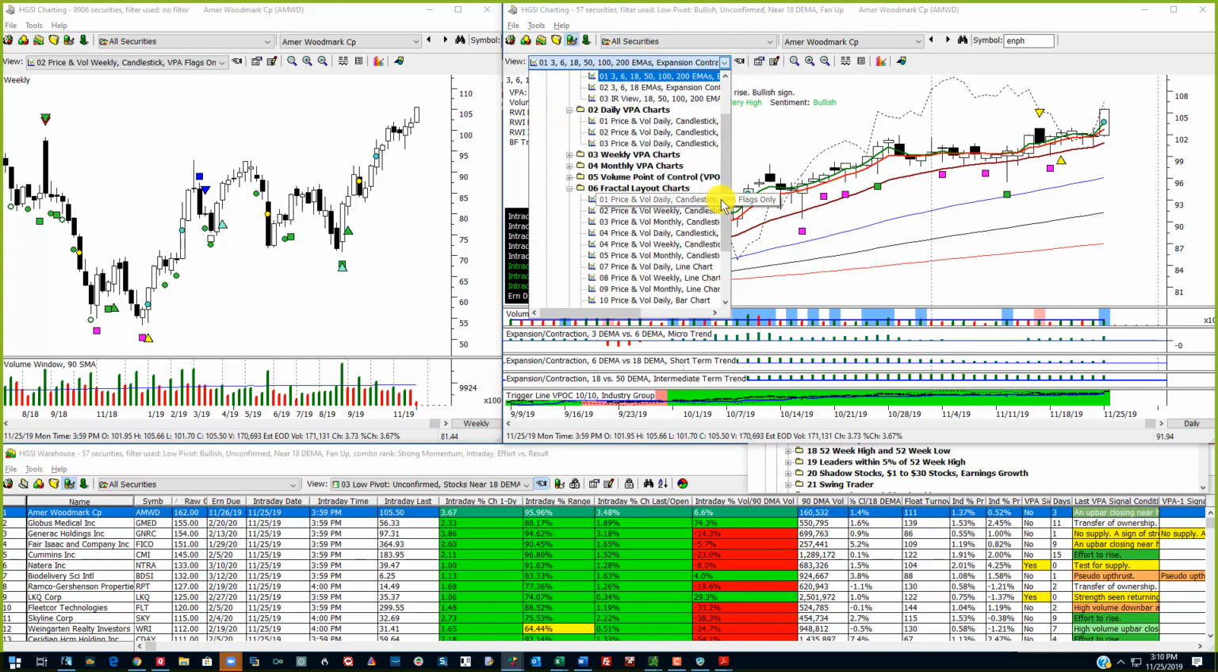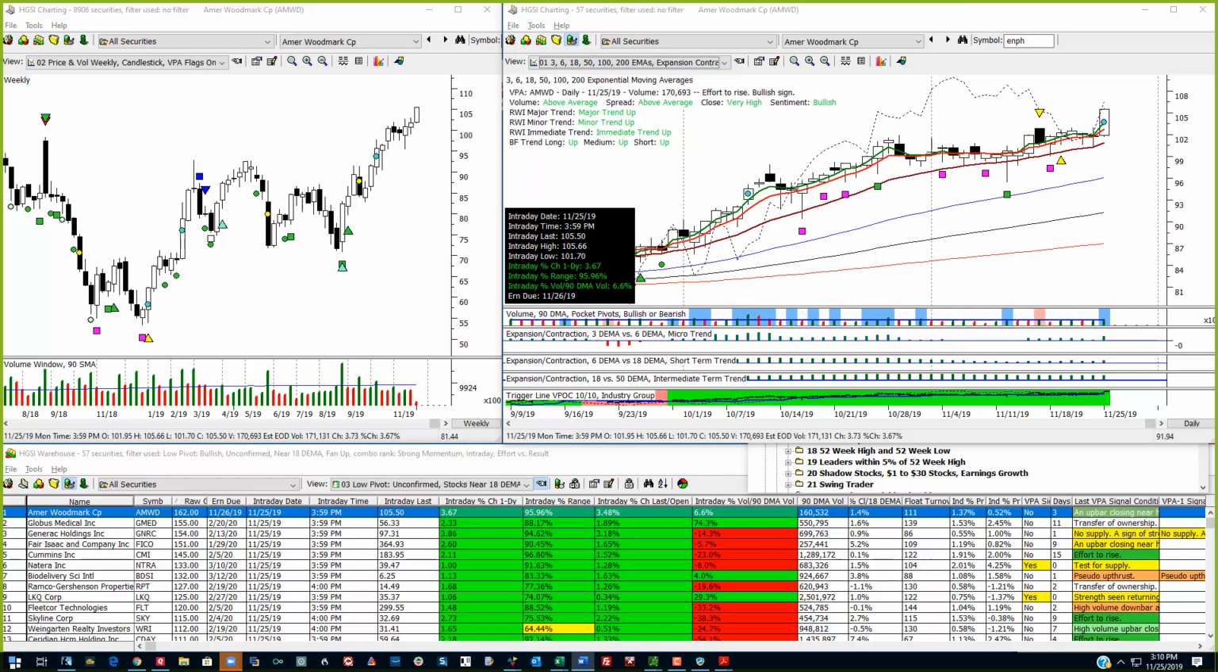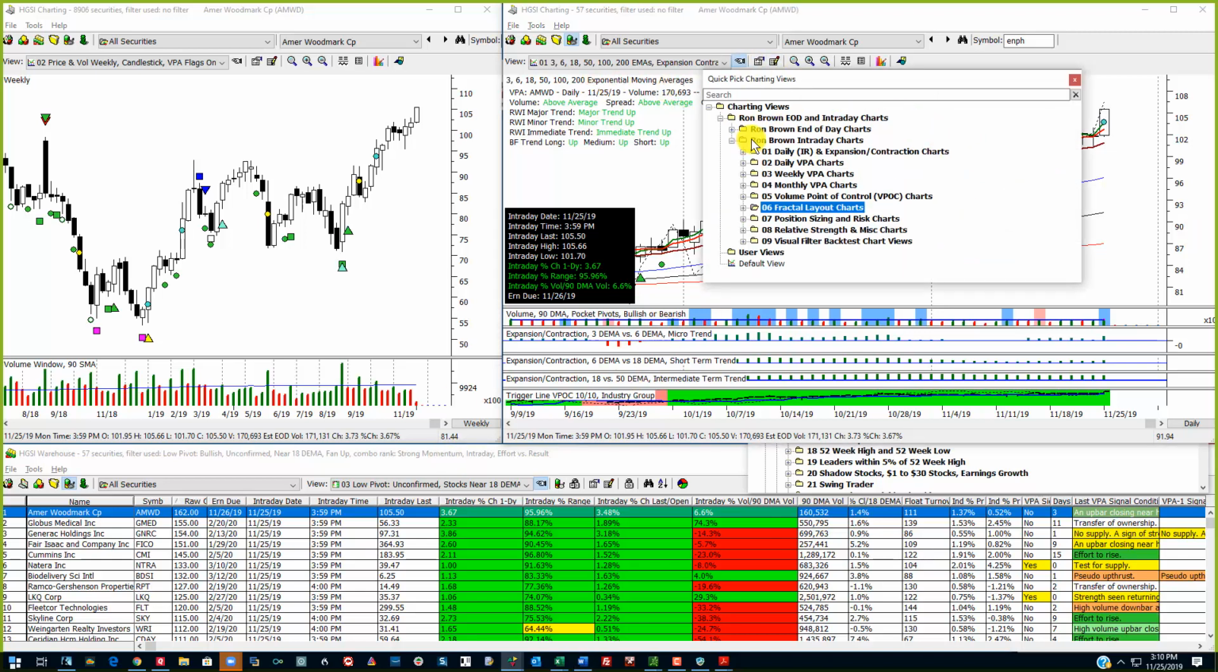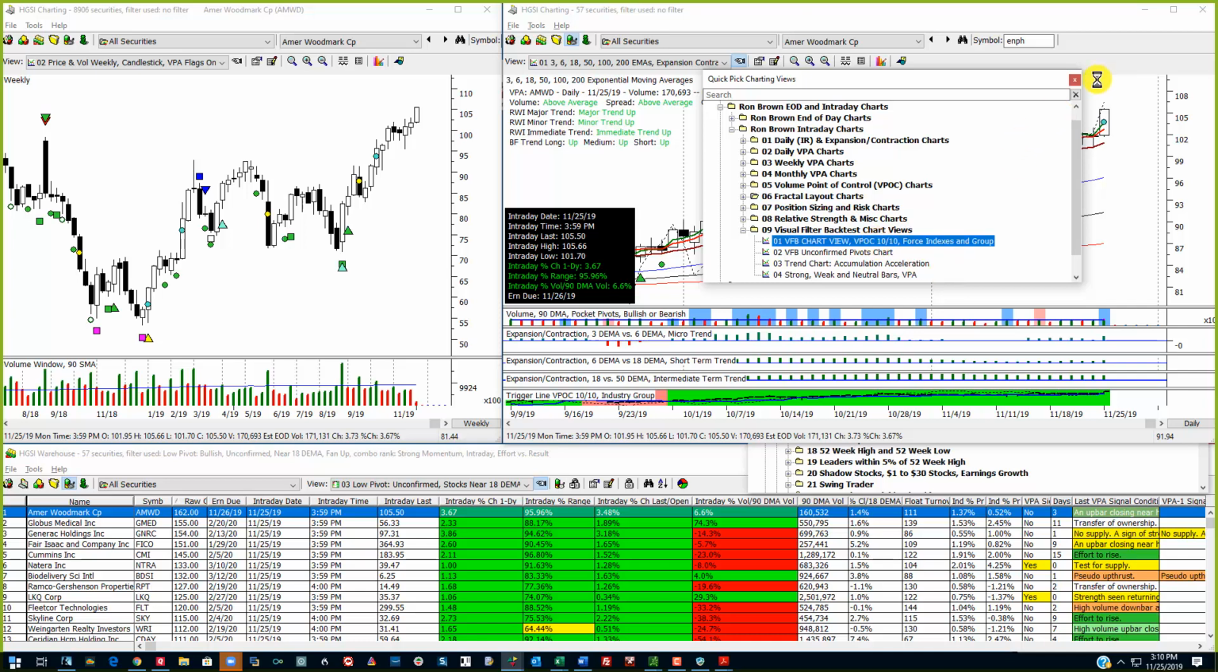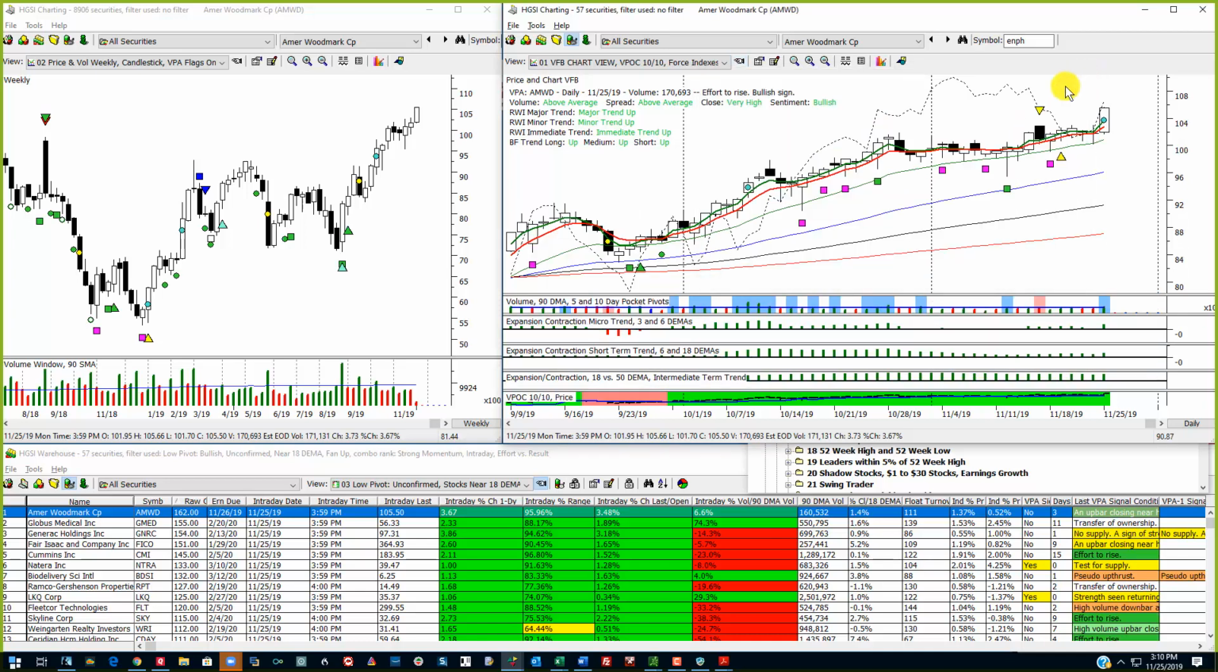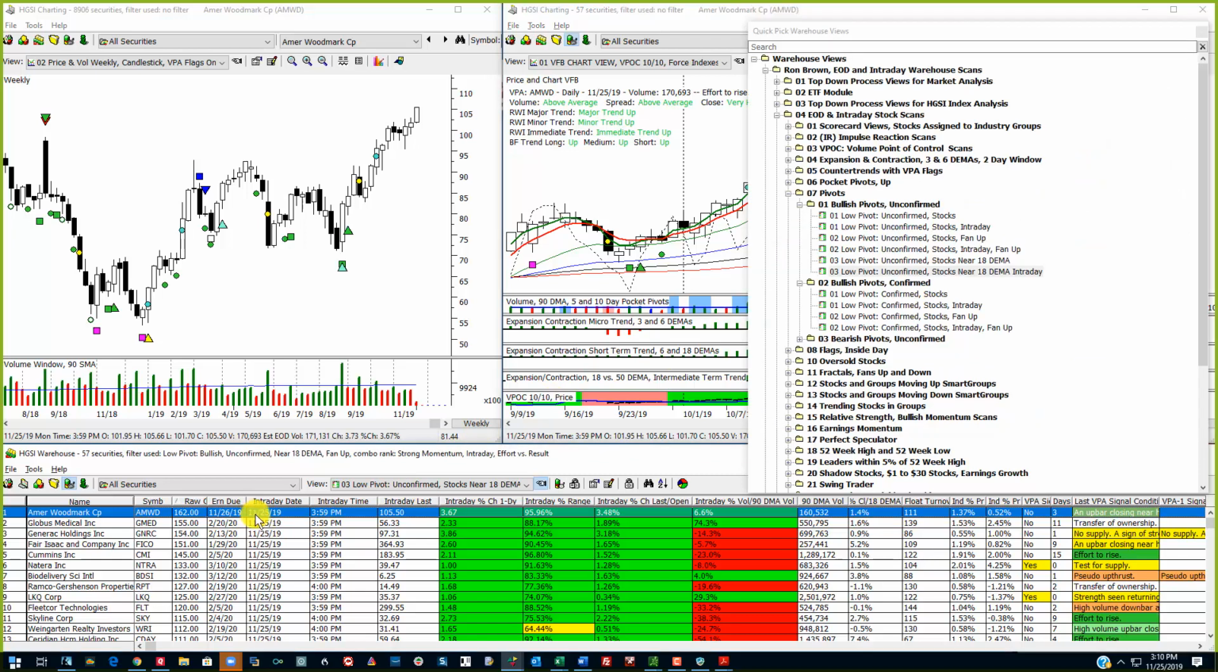Now I want to show you a couple of charts here while I'm thinking of it. I mentioned this: if you look at your PDF file down towards the bottom, the visual filter backtest chart views. I'm going to go to those right now, and if I can find them right here, I'm going to use the first one, and this one is linked to the warehouse view. Let me get this out of the way.